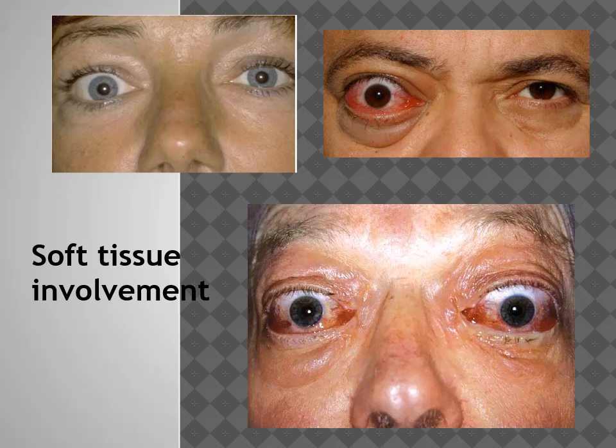This is another photo showing soft tissue involvement, in the form of eyelid edema or chemosis of the conjunctiva, also redness over the recti muscles and lower forehead.